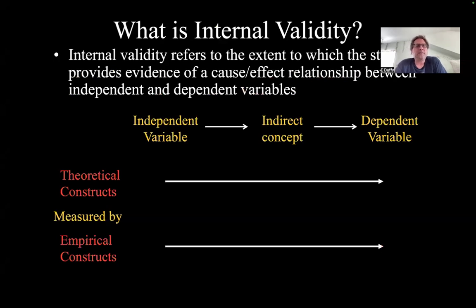So internal validity deals with this relationship of the direction between the independent and the dependent variables, whether or not this link is a strong link or a tenuous link. In an ideal study that you have complete control over, you would have control over all aspects and all levels of your independent variable, and your measure of your dependent variable would be equally perfect. But that's not always the case.